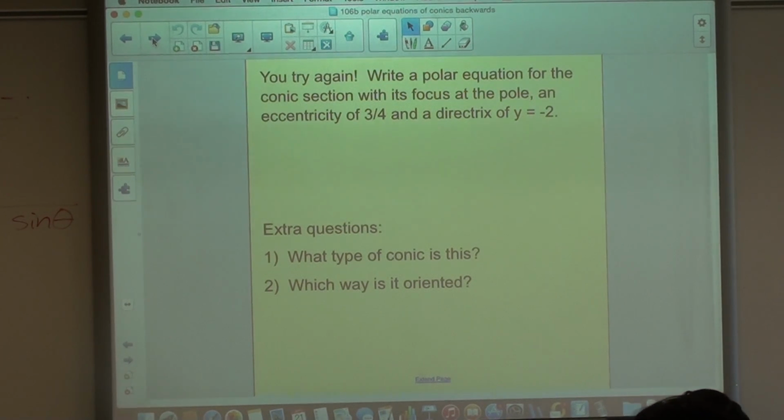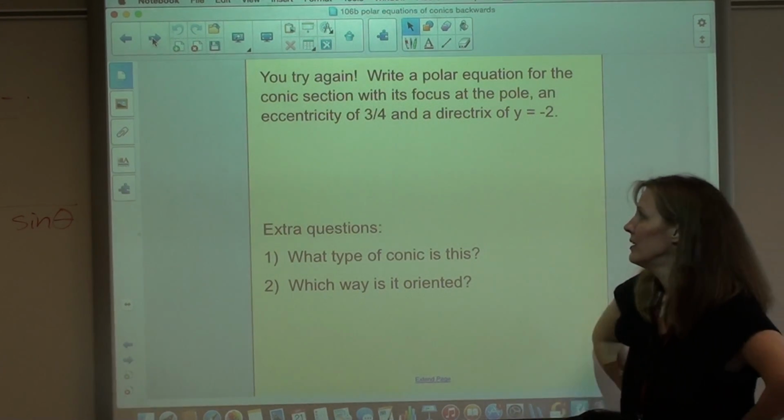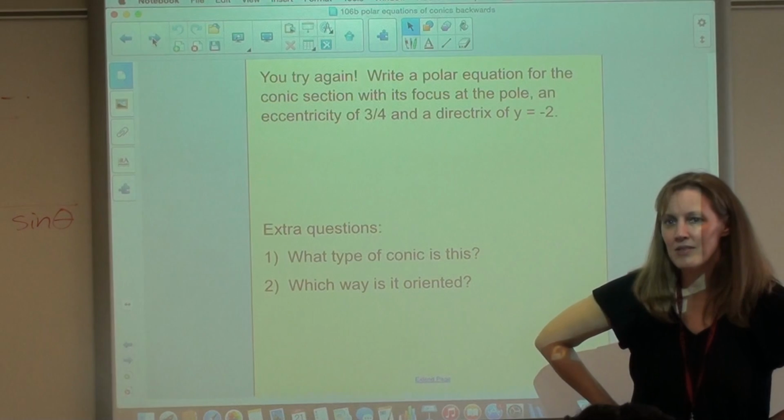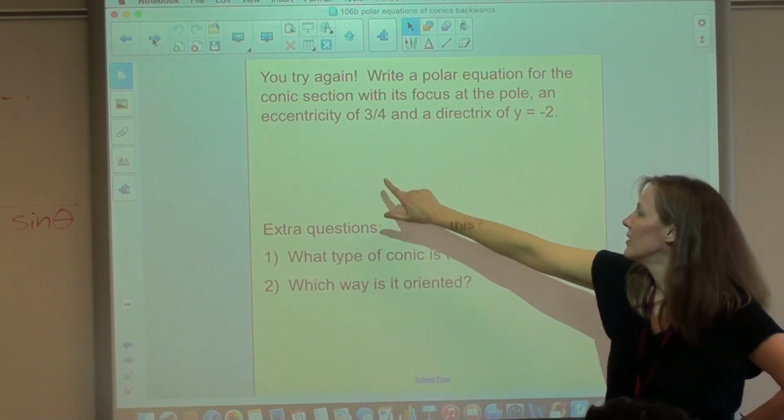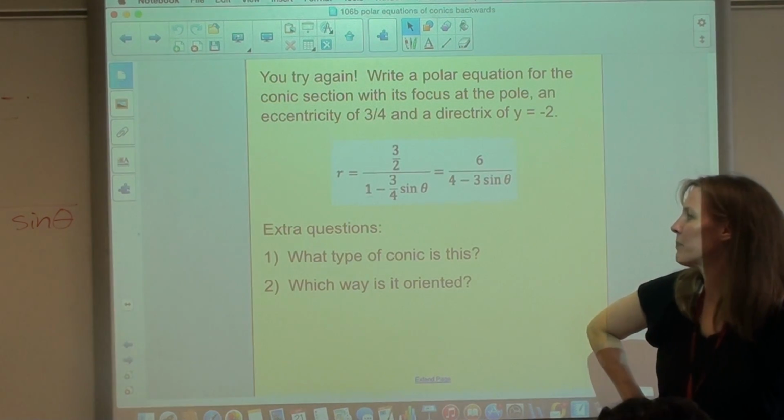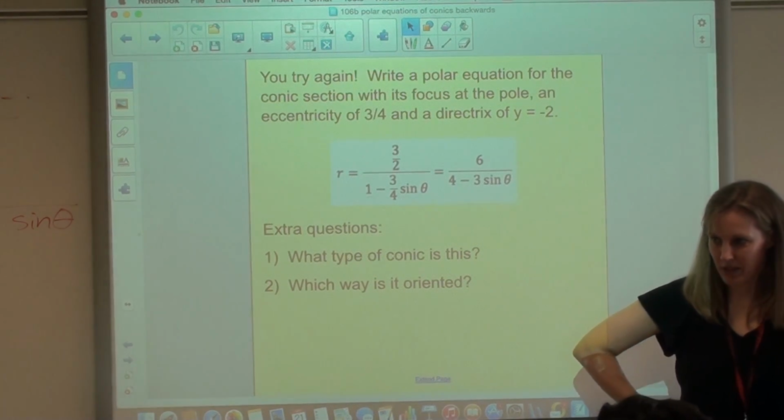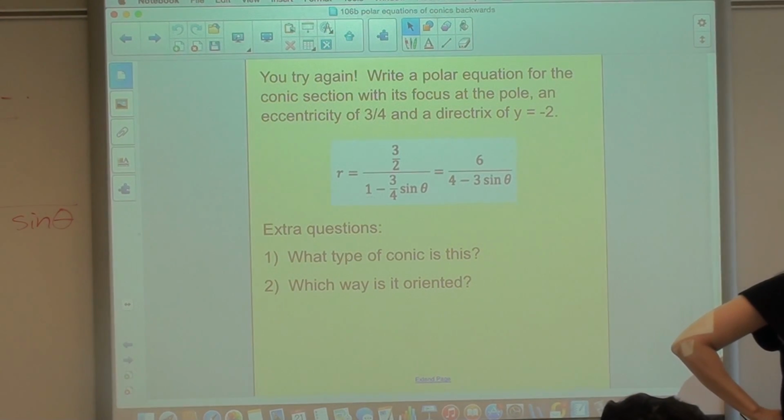Now, since y equals -2, does that mean your d is -2? No, d is always positive, right? So d is 2, e is 3/4. Plug them in. Kabam.